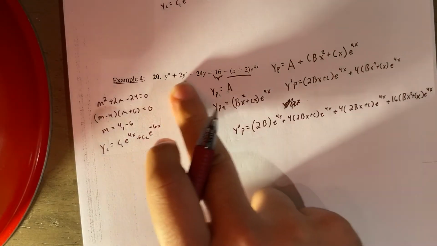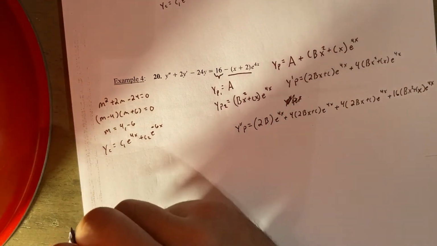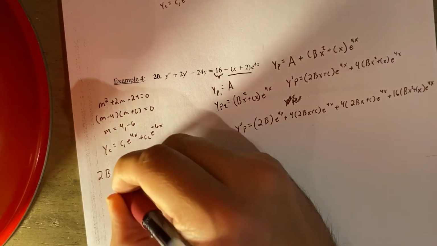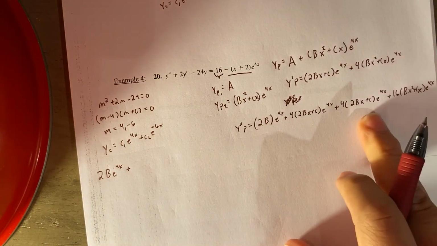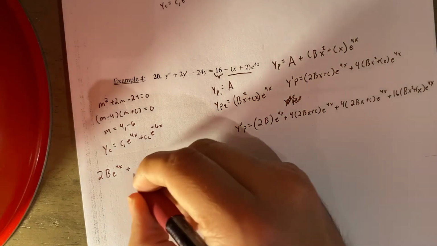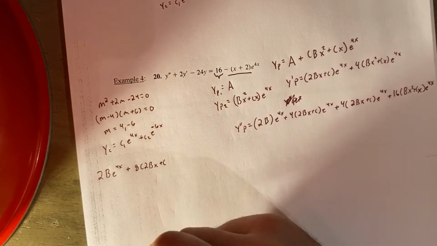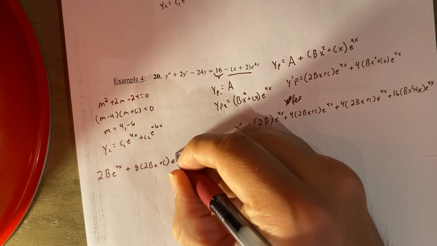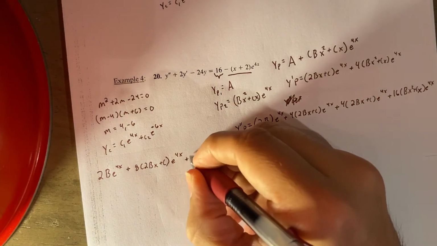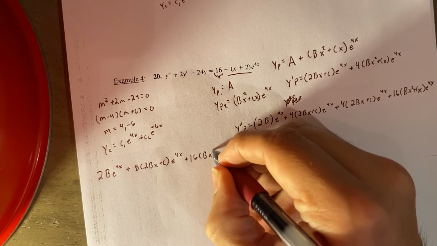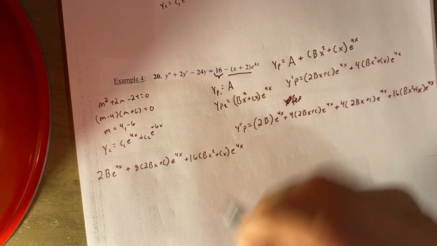And so now we got to put everything into our differential equation. We're going to have all this, which is going to be 2b e to the 4x plus, now these two are similar, so I'm just going to combine them. 4 plus 4 is 8, so 8 times 2bx plus c e to the 4x plus 16bx squared plus cx e to the 4x.